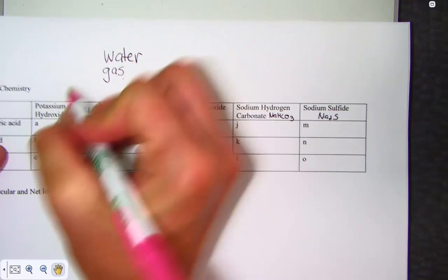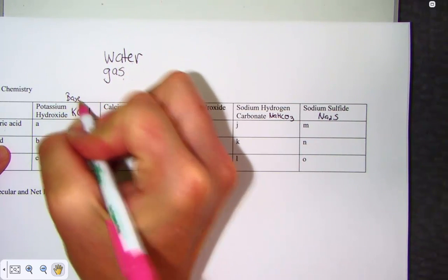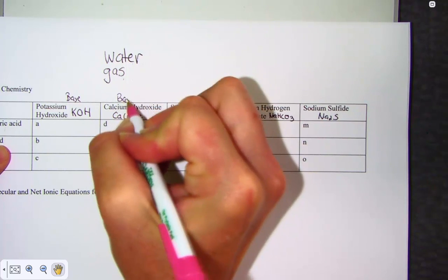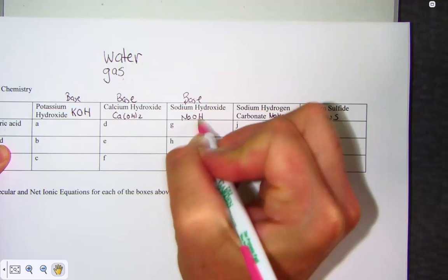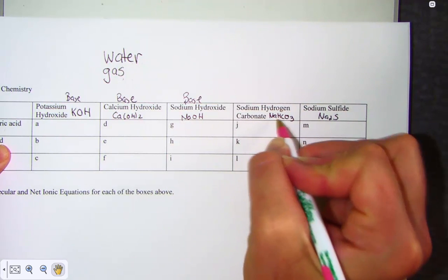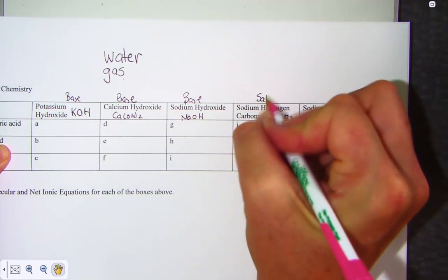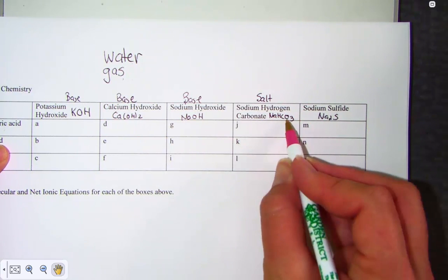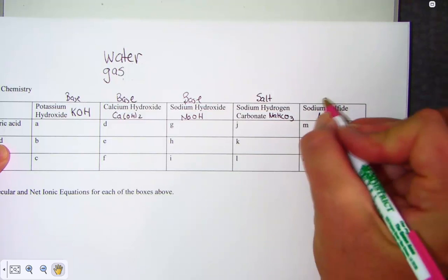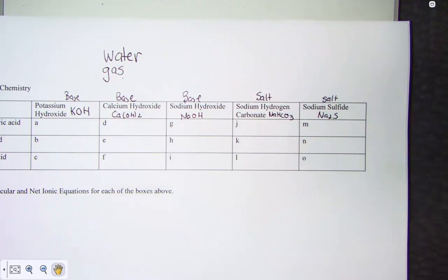Technically, we have a base for KOH, it ends with an OH. We have a base, ends with an OH. This is a base, we have an OH. But sodium hydrogen carbonate is classified as a salt. It is an ionic compound built of a positive and a negative ion. Same is true here. Na2S would also be considered a salt.